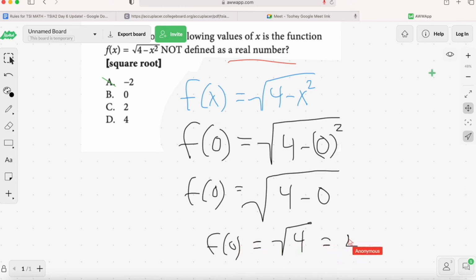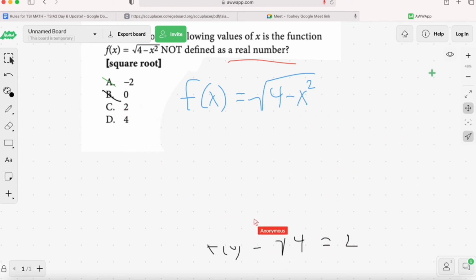So is that a real number? Yeah, it's a real number, right? We don't have a negative inside the square root sign. That's all they're asking us. All right, so B is gone. Let's do it again. Clear some space.